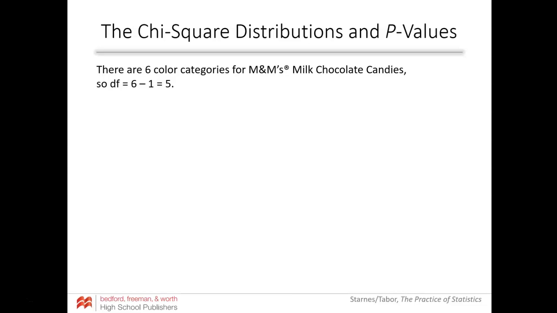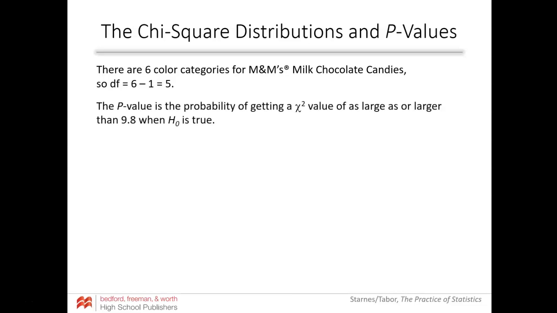There were six color categories, right? So the degrees of freedom for that distribution is 6 minus 1, which is 5. And I know that's a different way of finding degrees of freedom. It has nothing to do with sample size. It has to do with the number of categories that we're using.